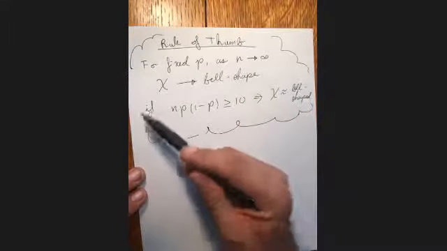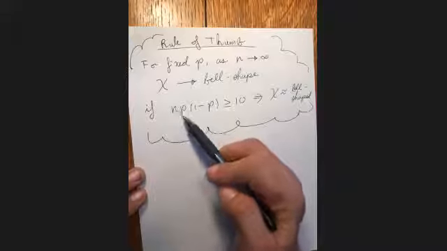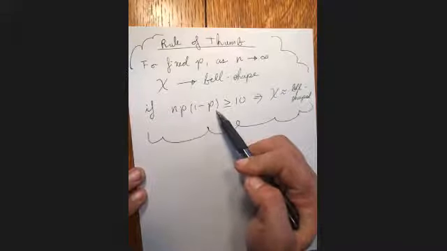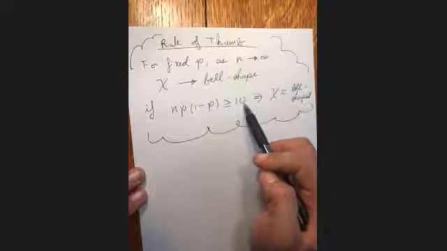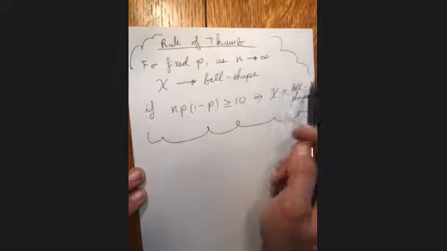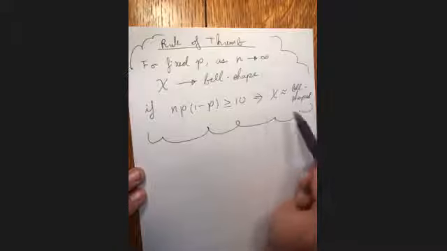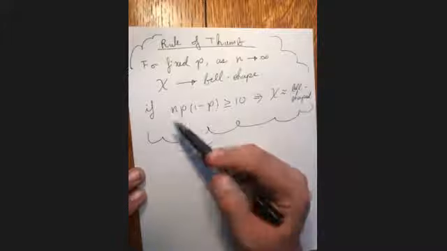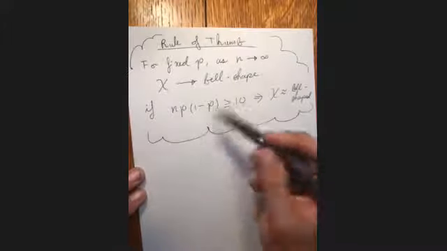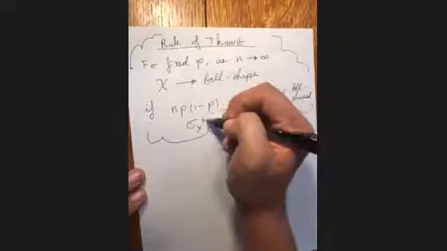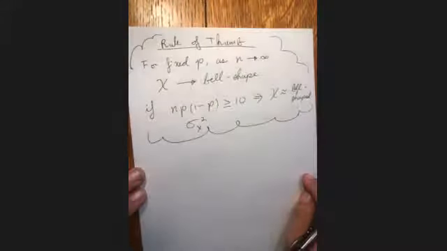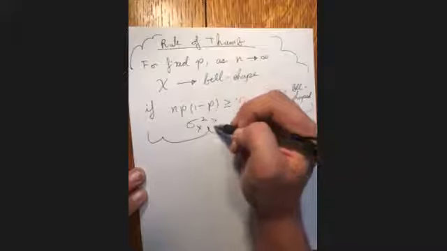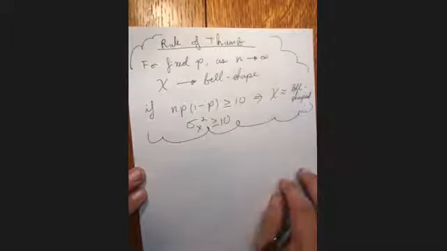And so the rule of thumb is that if we calculate n times p times 1 minus p, and that calculation gives us something that's greater than or equal to 10, then we say that the distribution of our random variable is approximately bell-shaped. This is actually the variance of the distribution, sigma x squared. So if the variance is greater than or equal to 10, then our distribution is roughly bell-shaped.